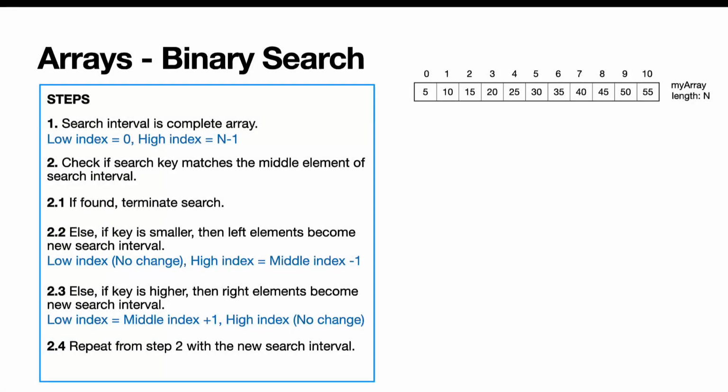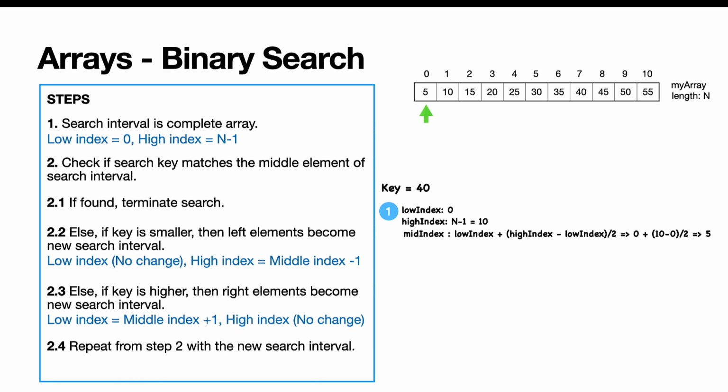Let's now look at another example. This time, let's search for a key that is on the right side of the array. Let's say 40. First, we will consider the complete array for our search interval. So, low index is 0, high index is n minus 1, which is 10. Middle index is 0 plus (10 minus 0) divided by 2, which equals 5.